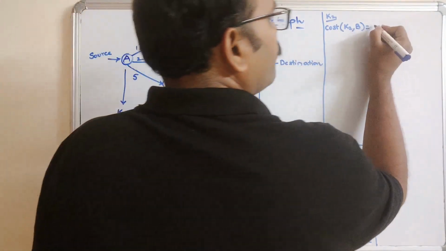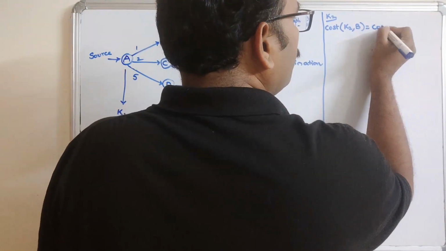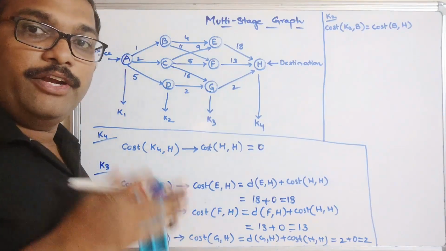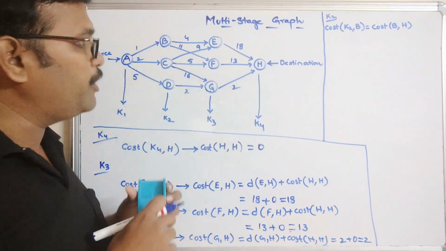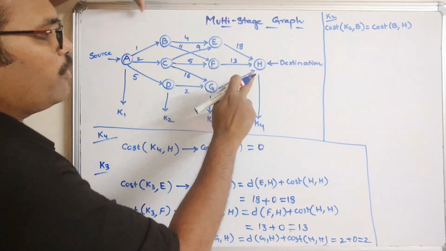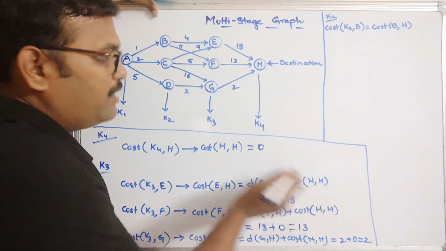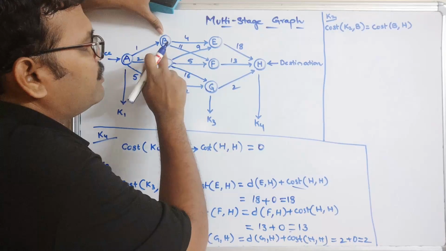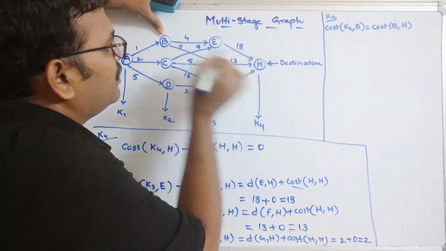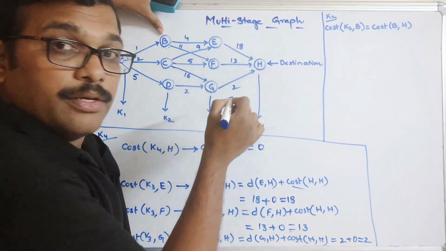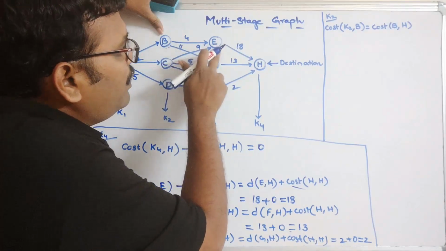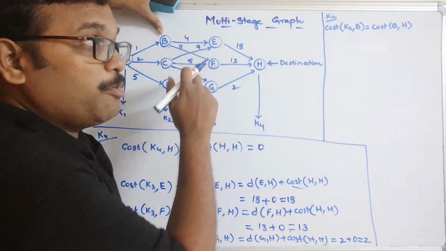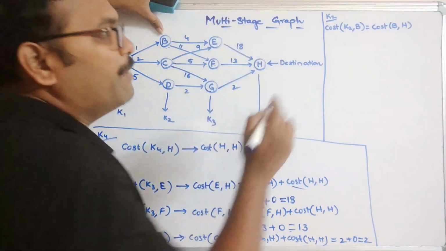Right? Now we need to find out the cost of B to H. Now you can understand why we are writing this here. So B to H means there are different possibilities: B to E, E to H, B to F, F to H. So there are multiple possibilities. Here we need to find out the minimum.